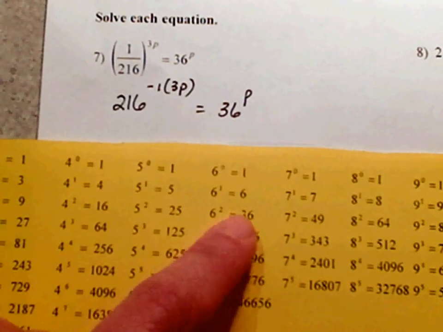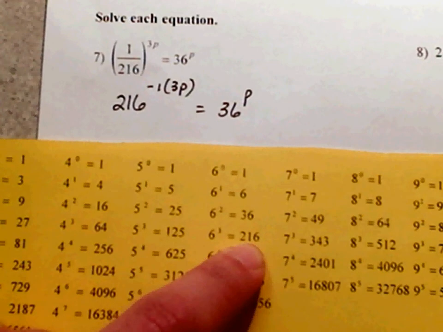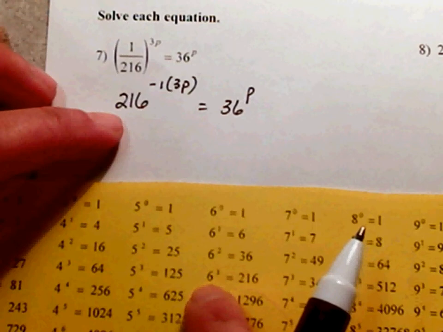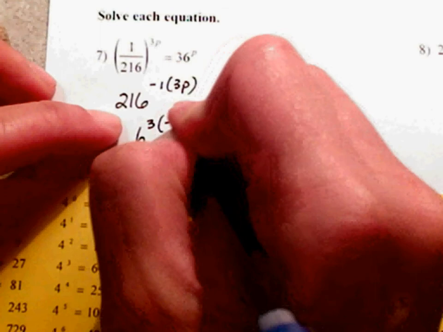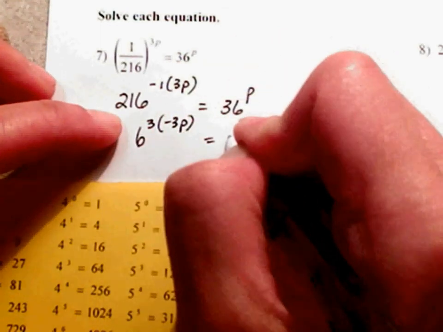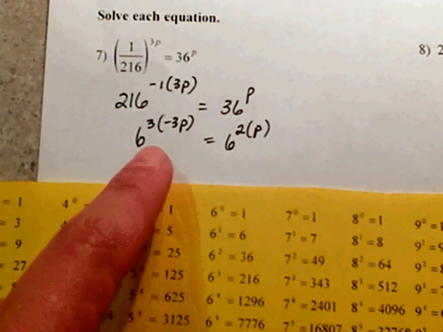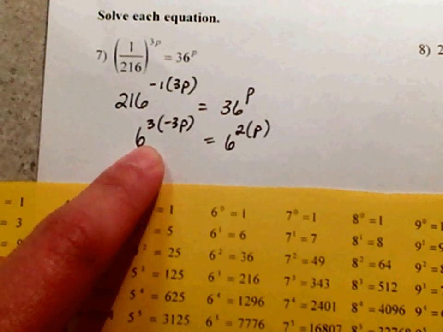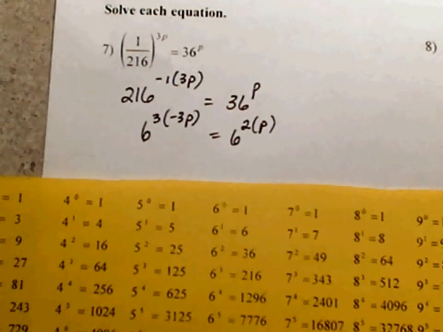I am going to rewrite this. Instead of 216, I'm going to replace it with 6 to the third. So 6 to the third, to the negative 3p, is equal to 6 squared to the p. Okay. So what I did was, instead of writing 216, I wrote it as 6 to the third, so I can have the same base. Instead of 36, I wrote it as 6 squared. Did you guys see that? So I'm going to use this little yellow sheet to help me. Now my base is the same. Cancel those out, and I can set it up to solve.